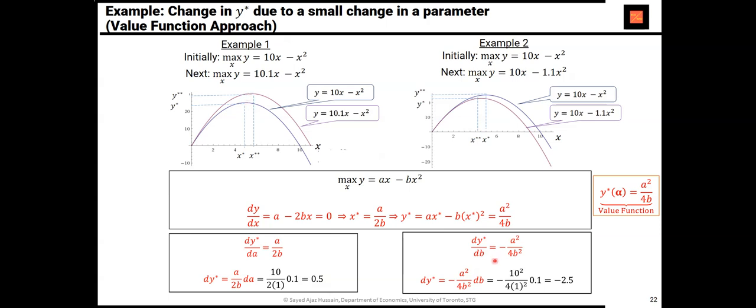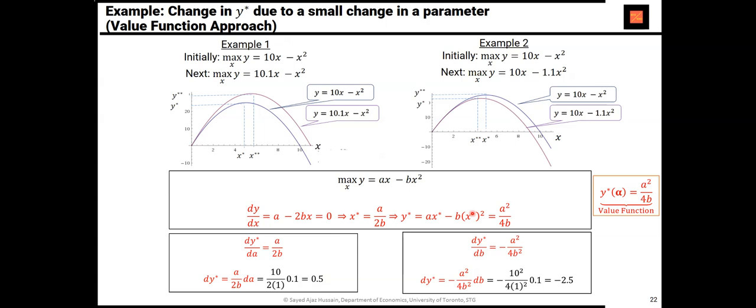In the same way, if you want to know how y star changes when baby b changes, differentiate y star with respect to baby b, rearrange, sum in the values, and this tells you that when b goes up by 1.1 units, y star falls by 2.5 units. Again, the idea here was you're expressing the y stars in terms of a's and b's.